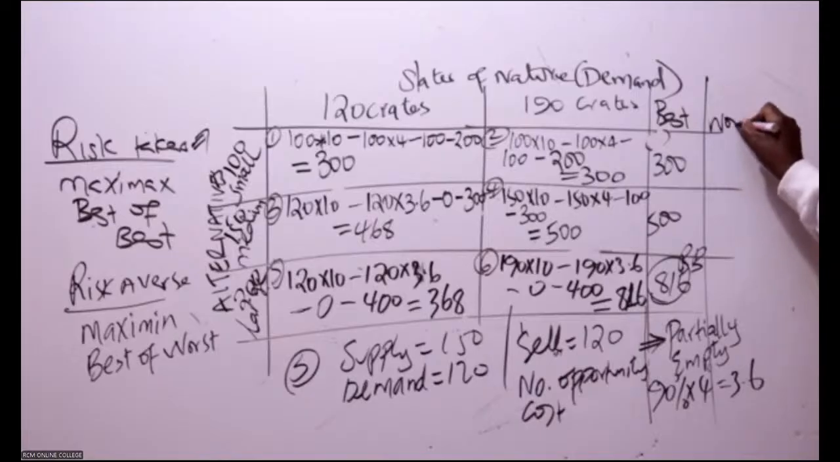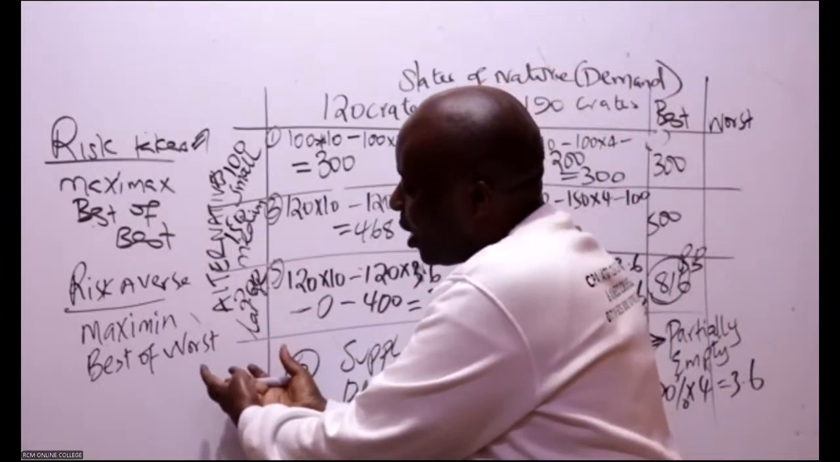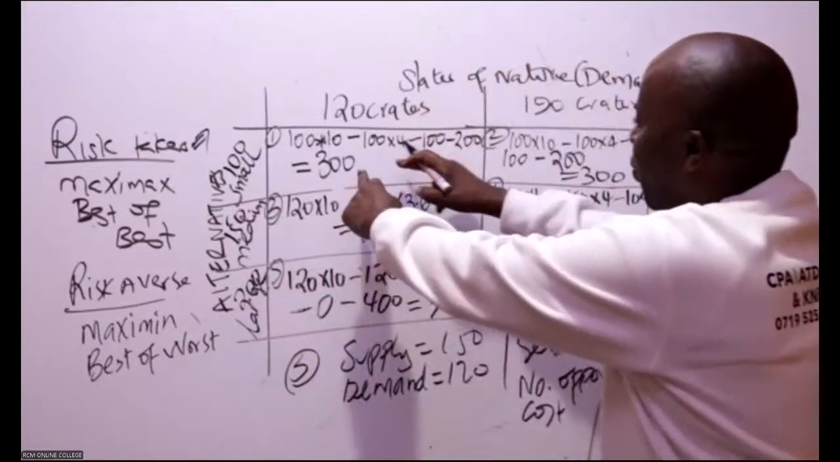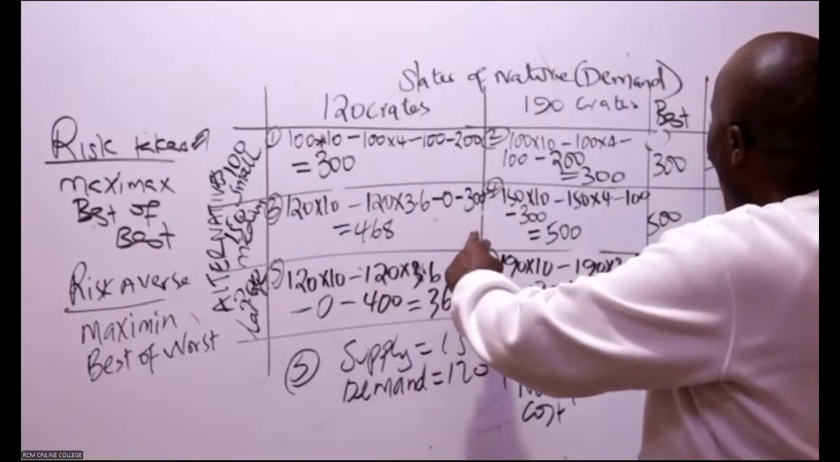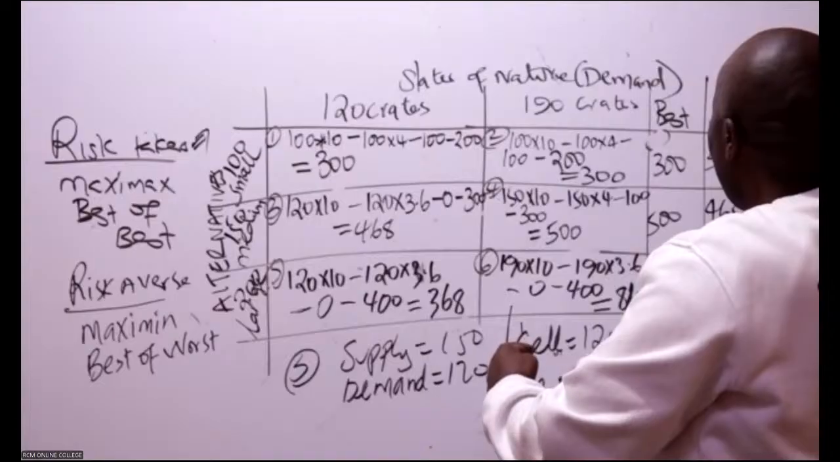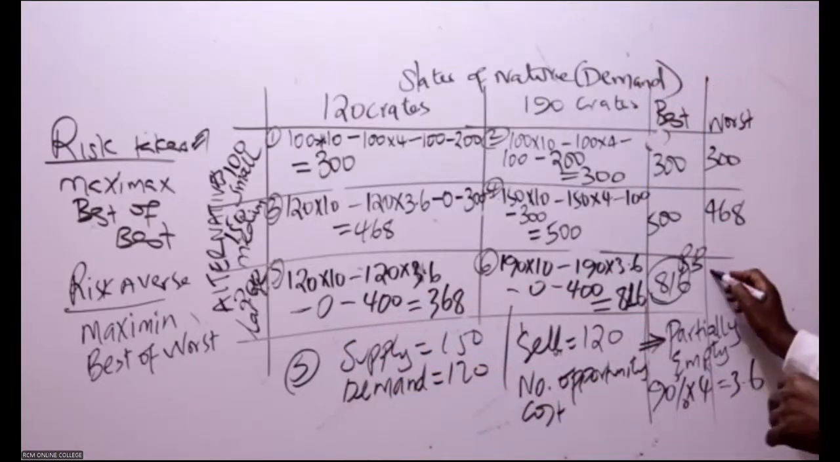So in this case here, we start with the second part, worst. To them, things don't work out very well. So you advise them on the basis of the worst scenarios. The worst for small is 300. The worst for medium is 468. And the very worst, in this case for large, is 368.